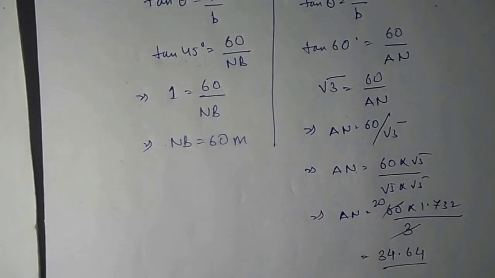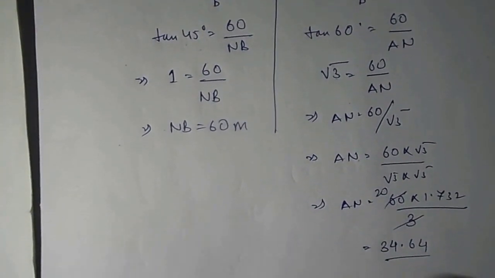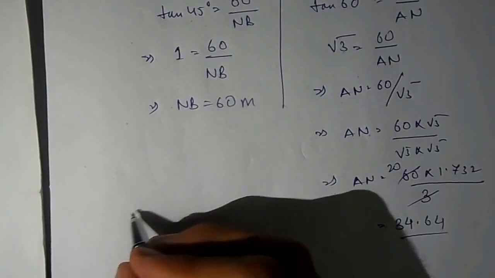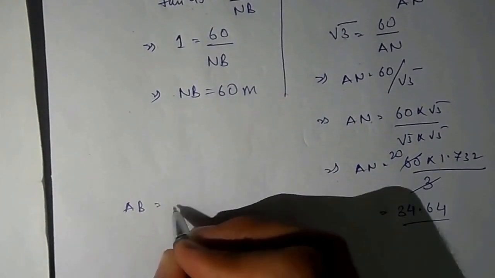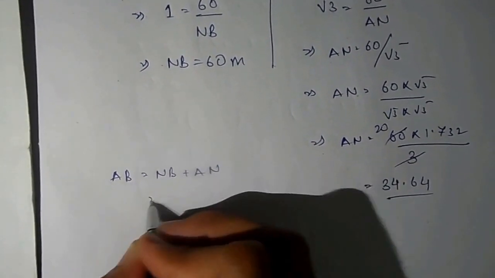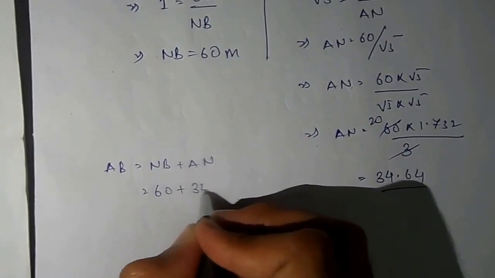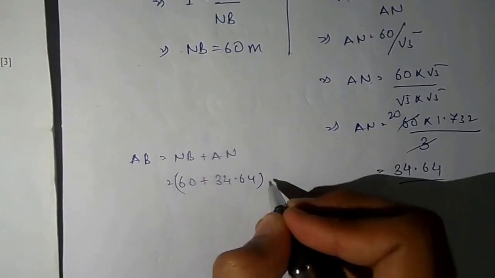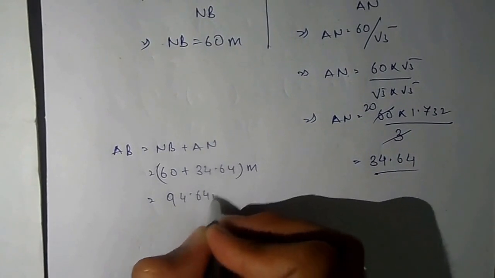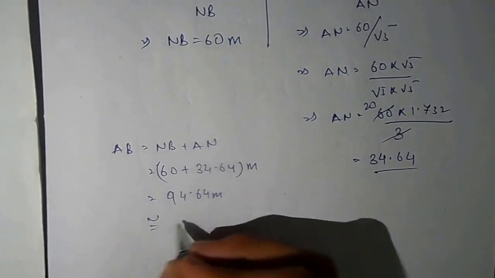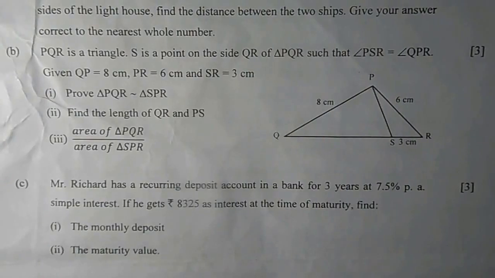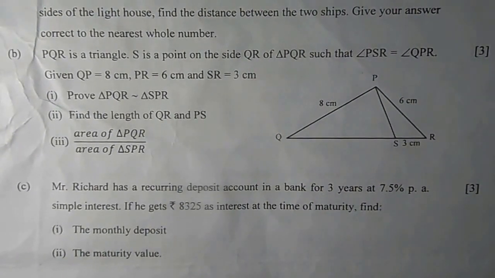AN equals 34.64 meters. Okay, and we have to find the total distance between the two ships. Total distance AB equals NB plus AN, which is equal to 60 plus 34.64 meters, which is equal to 94.64 meters, and to the nearest whole number it equals 95 meters. This is your answer. Okay, the next question, number B.